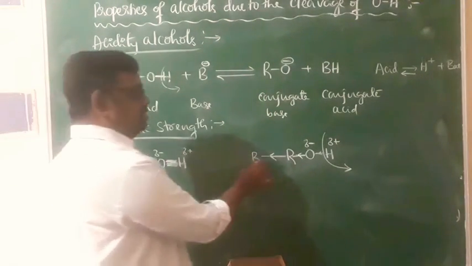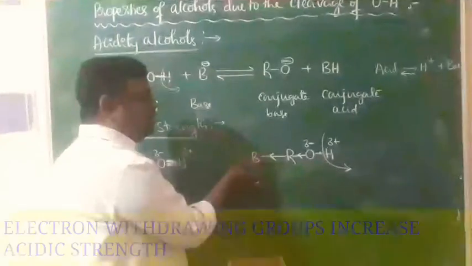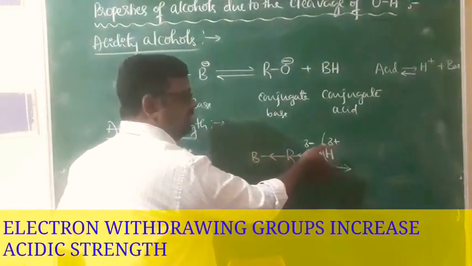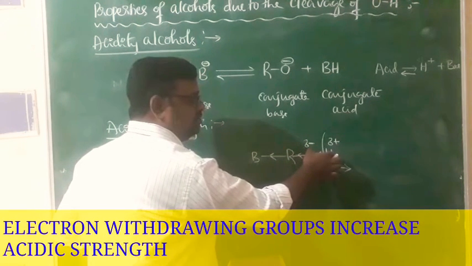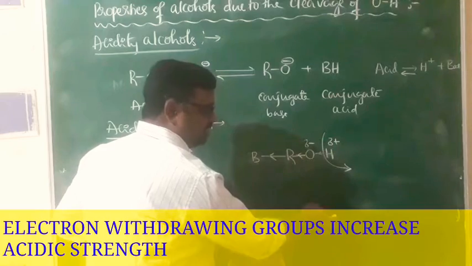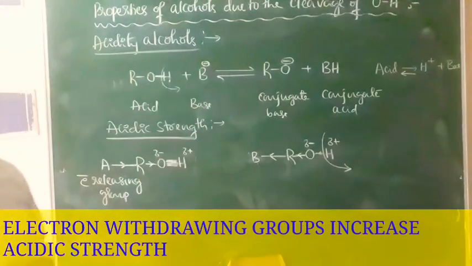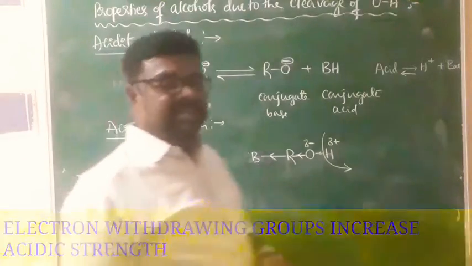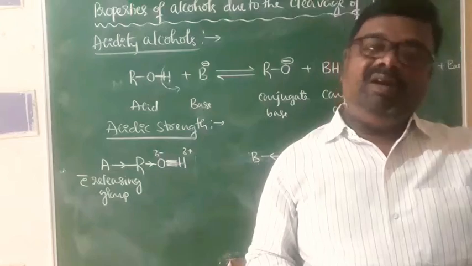Therefore, in presence of electron withdrawing groups, when electron withdrawing groups are connected, electron density between O and H decreases. The bond strength of the OH bond decreases, or the polarity of the OH bond increases. Therefore, acidic strength increases. So totally, on the basis of this, what I can conclude is, when electron releasing groups are present, the acidic strength of alcohol decreases.